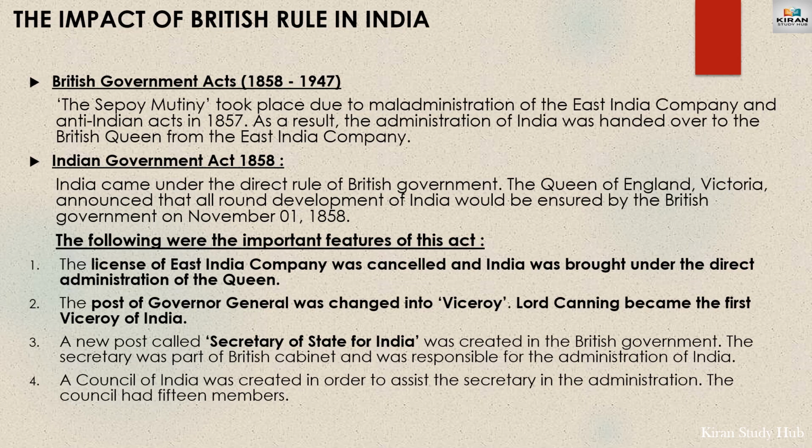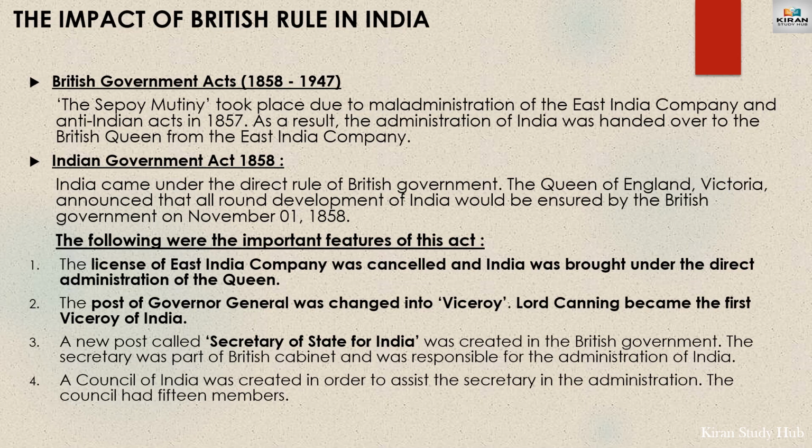The Queen of England, Victoria, announced that all-round development of India would be ensured by the British government on November 1st, 1858. Some of the important features of the Indian Government Act of 1858 are: the license of the East India Company was cancelled and India was brought under the direct administration of the Queen. The Governor General of India was renamed as Viceroy. Lord Canning became the first Viceroy of India.